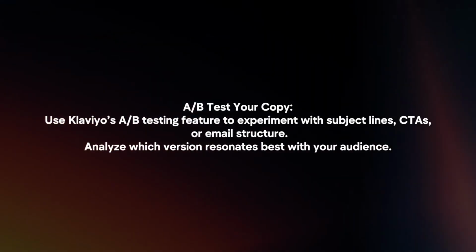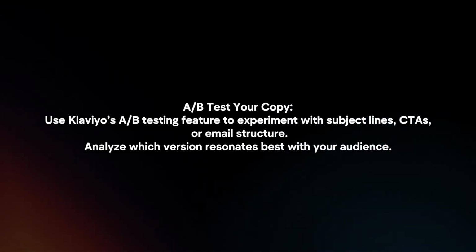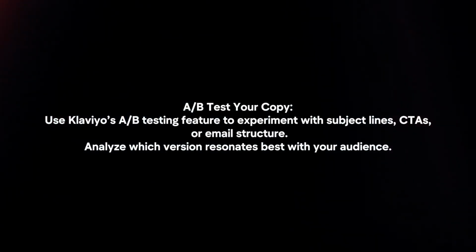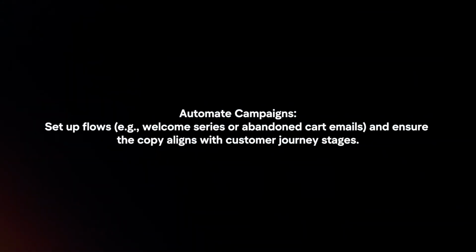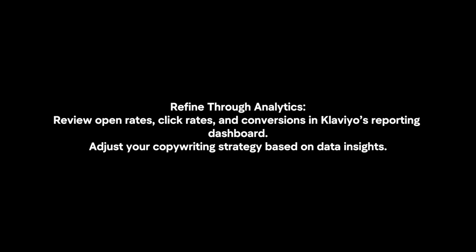A/B test your copy. Use Klaviyo's A/B testing feature to experiment with subject lines, CTAs, or email structure. Analyze which version resonates best with your audience. Automate campaigns. Set up flows and ensure the copy aligns with customer journey stages. Refine through analytics. Review open rates, click rates, and conversions in Klaviyo's reporting dashboard. Adjust your copywriting strategy based on data insights.